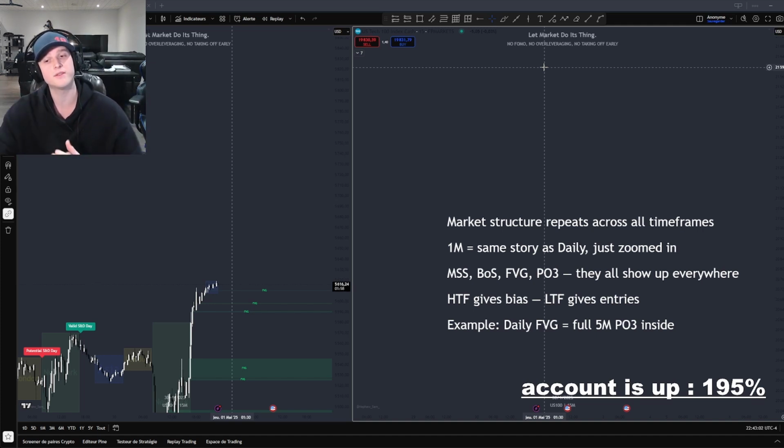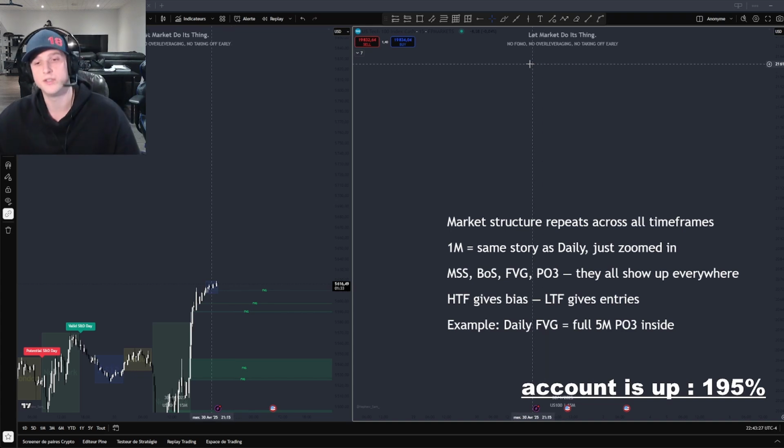Okay, so high time frame gives the bias and low time frame gives the entries for me. So for me personally, I use the daily and the 4 hour as drawn liquidity and bias. Okay, I also use the 1 hour as drawn liquidity and bias. Okay. The 15-minute I use as a retracement to then target my drawn liquidity slash bias. Okay. And then anything below that is how I get my entries.